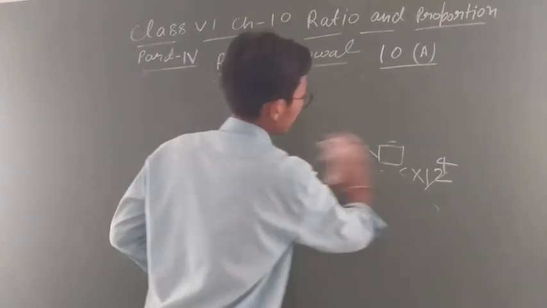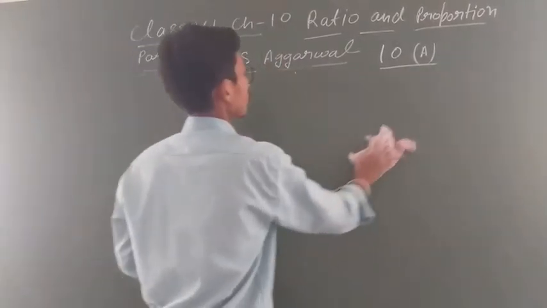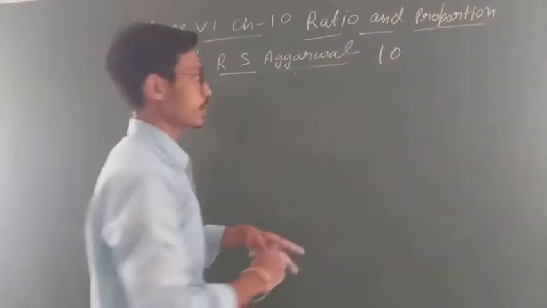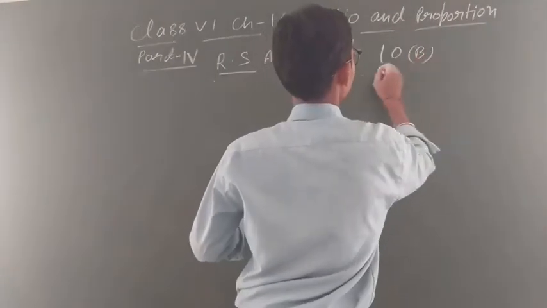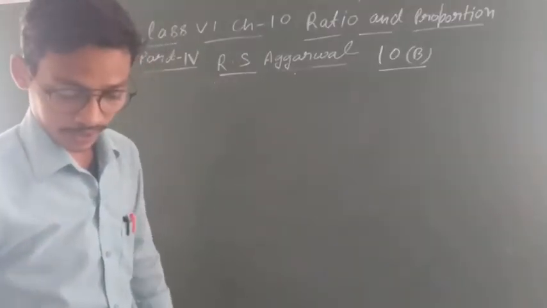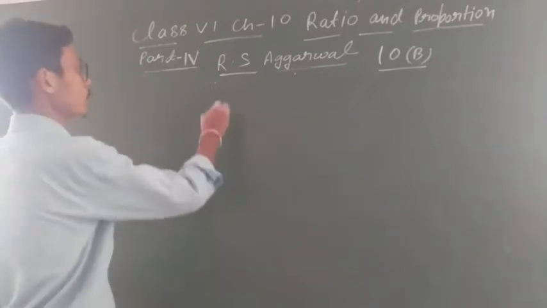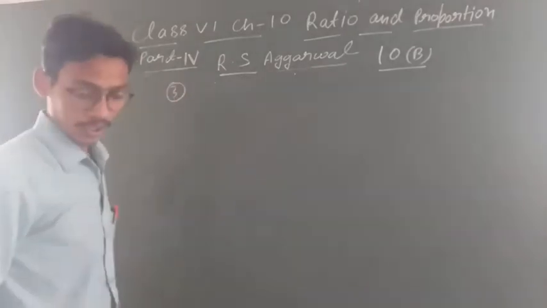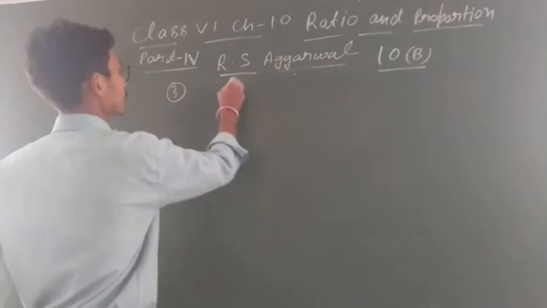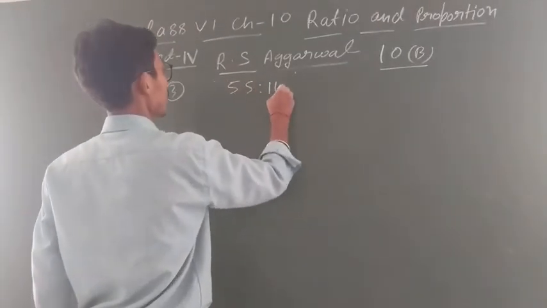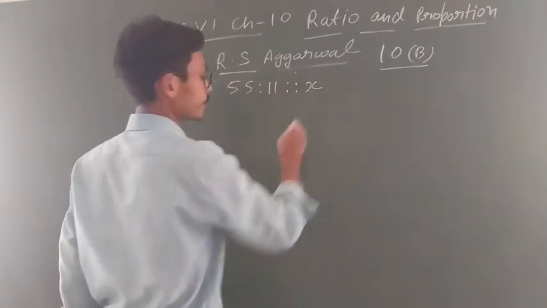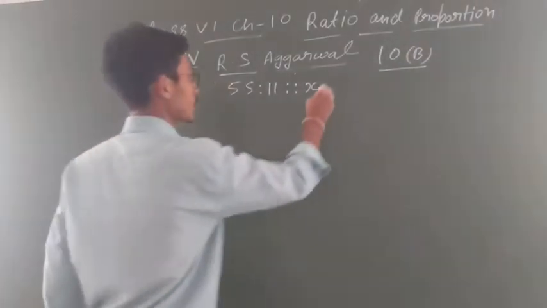Now come to exercise 10B. Look, this is also a very good exercise, student. All questions I explained in NCERT. So here I am going to start from question number 3. Given, find the value of x. Given 55 is to 11 is to x is to 6.